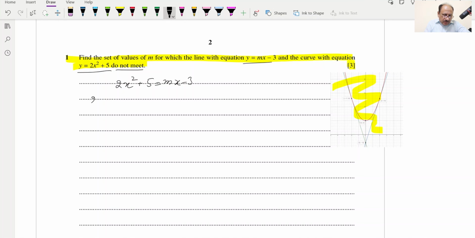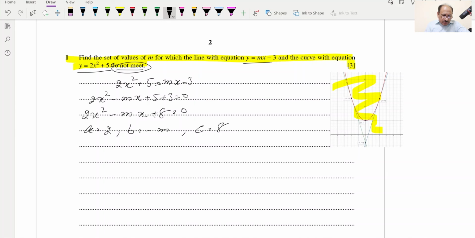We can shift everything to this side. So 2x squared minus mx plus 5 plus 3 is equal to 0, and we can write 2x squared minus mx plus 8 is equal to 0. This is a quadratic equation in terms of x. So a value is equal to 2, b value is equal to minus m, and c value is equal to 8.